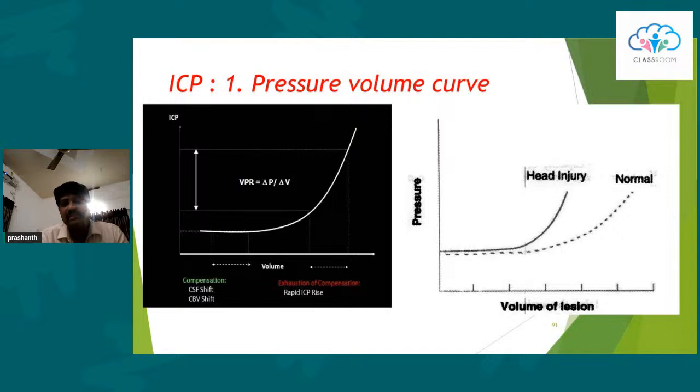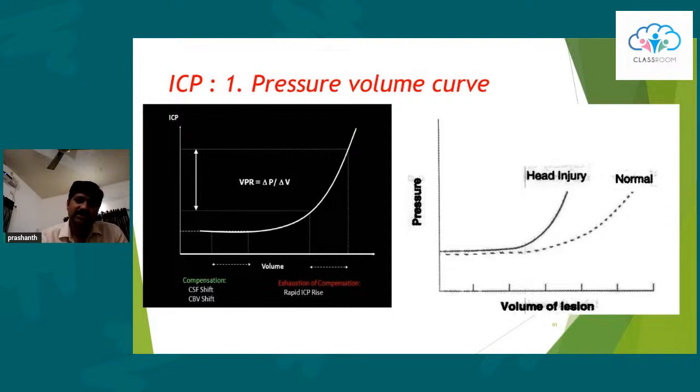So you can see here that initially when the volume in the intracranial cavity increases, the pressure changes very negligibly or it does not change at all. But as the decompensation occurs, there is an exponential rise in the pressure as the volume changes. And beyond a certain stage, it becomes very steep.